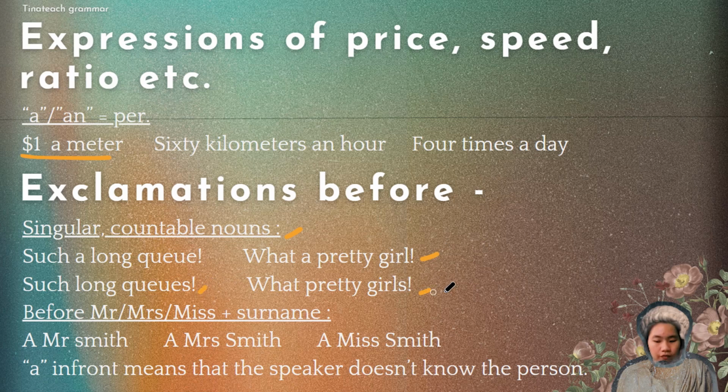What pretty girls. Now, with Mr., Mrs., and Miss plus surname, if you add an a before any of these three, it means you don't know that person. They are a stranger. But if you get rid of the a and you just say Mr. Smith, you know them. You've met them before.